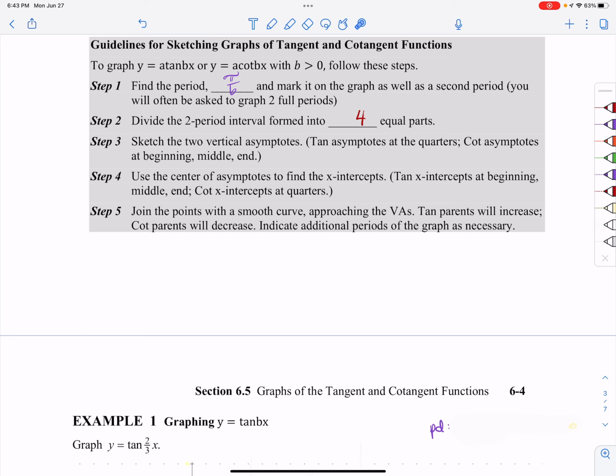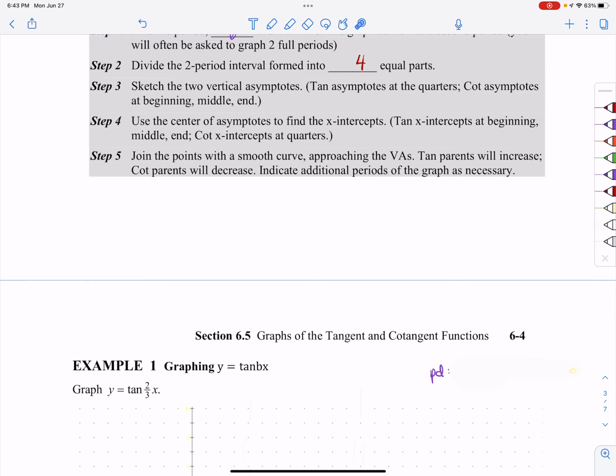Sketch the vertical asymptotes. Tangent asymptotes occur at the quarters, cotangent at beginning, middle, and end. And then use the center of the asymptotes to find the x-intercepts. Tangent x-intercepts are at beginning, middle, end. Cotangent are at the quarters. And then you would just want to join with a smooth curve approaching the vertical asymptotes. Tangents increase, cotangents decrease, and then indicate any additional periods if necessary.